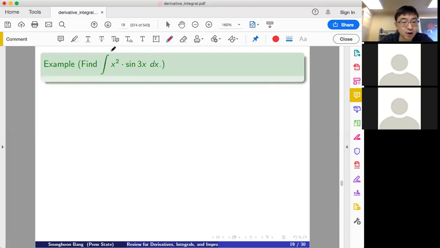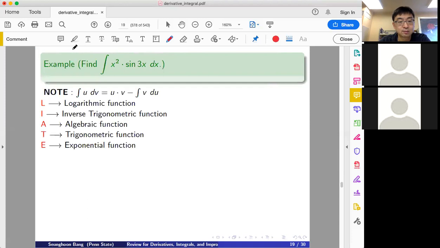x squared is an algebraic function times a trigonometric function. The trigonometric function is a transcendental function. Algebraic function times transcendental function, so we can use integration by parts. Here, same as before, we choose u with the same idea. x squared is the algebraic function and sine 3x is the trigonometric function.